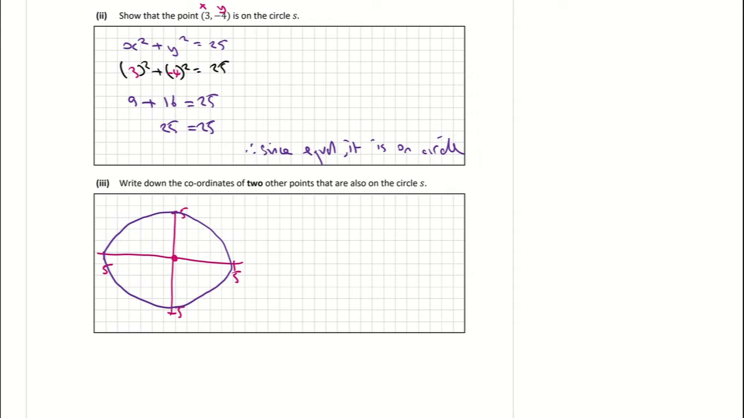So the 4 points, I know the question said just write down 2 other points that are on the circle, but I could use this one here, which would be 5, 0. I could use this one here, which would be 0, 5. I could use this one, which is negative 5, 0. And I could use this one down the bottom on the y-axis, which would be 0, minus 5. So there's 4 coordinates. It asked for any 2.